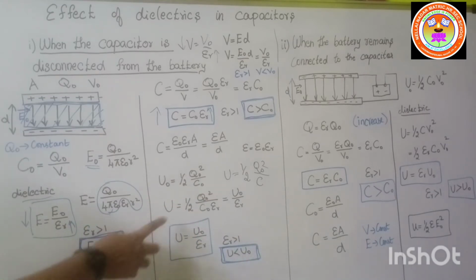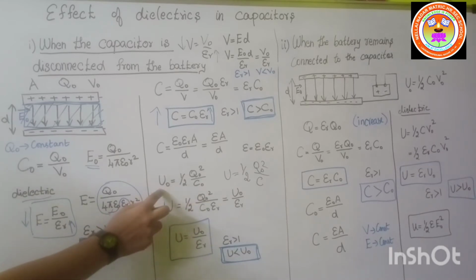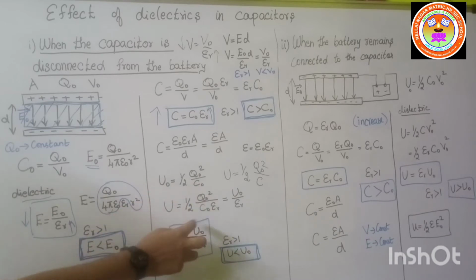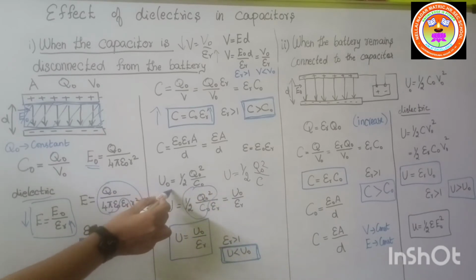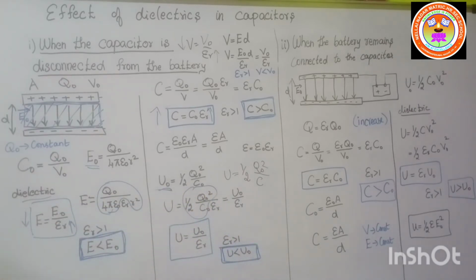Now compare these two equations. Instead of half Q naught square by C naught, we can write U naught. So we get U is equal to U naught by epsilon R. Here you know that epsilon R is greater than 1, so when the value of epsilon R increases, the energy value will decrease.